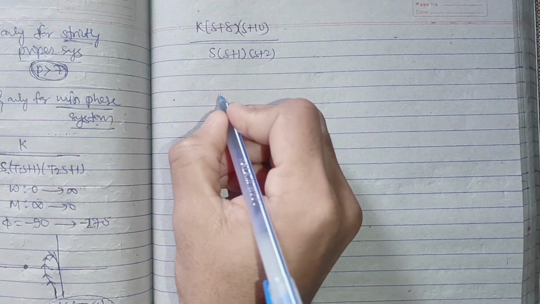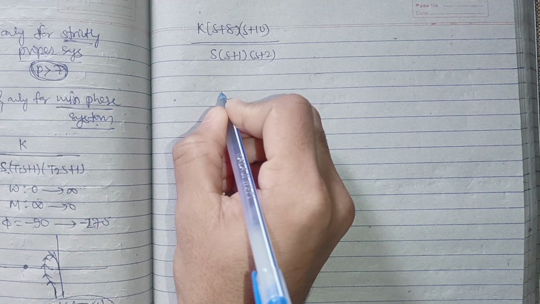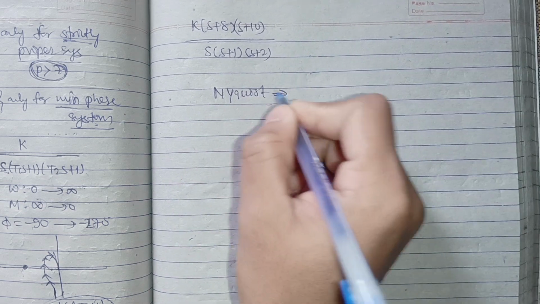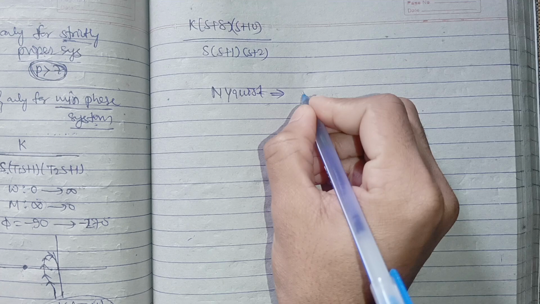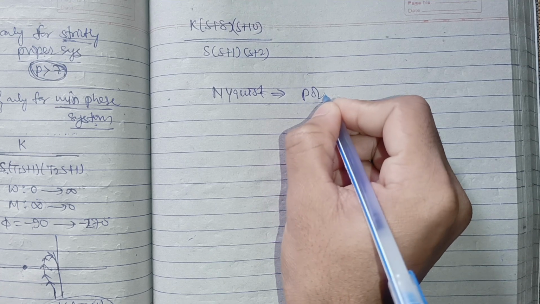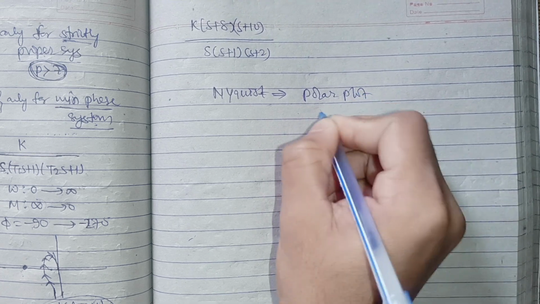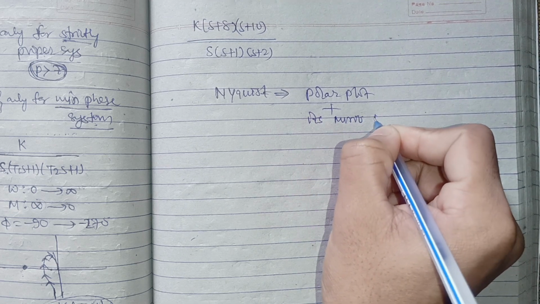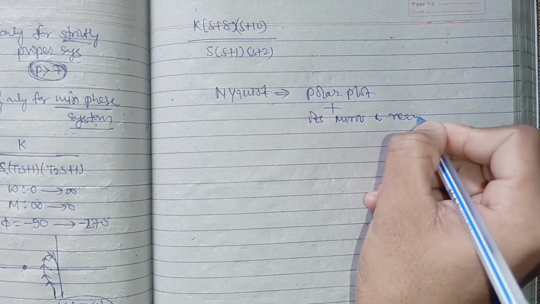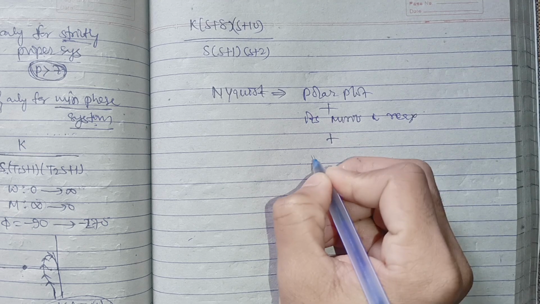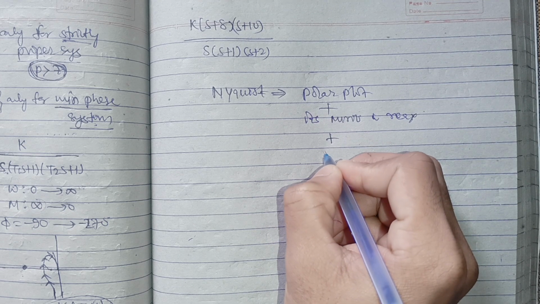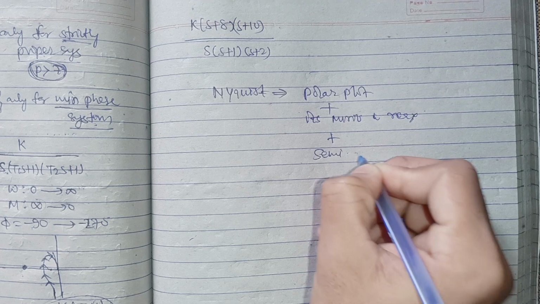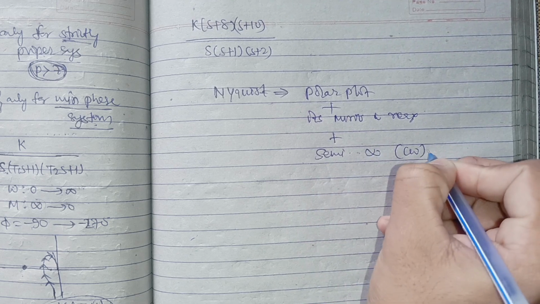And if you understood the polar plot, then the Nyquist plot will become so simple. So Nyquist plot is polar plot plus its mirror image about the real axis plus a semicircle of infinite radius in clockwise direction.